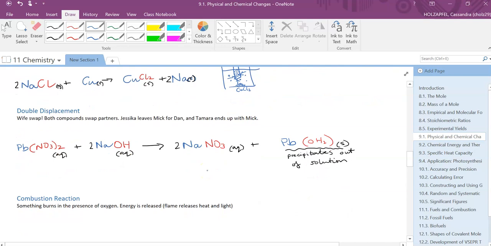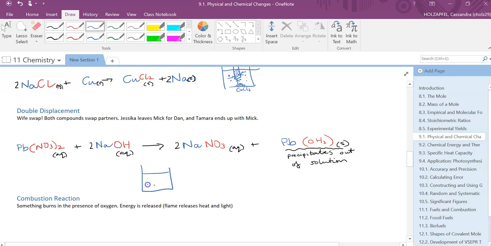All right, double displacement reaction is pretty similar to the single displacement, except we've swapped both partners. So originally it was Jessica and Mick, and then who was the other one? Tammy and Dan. But effectively all they've done is swap partners. So now Jessica gets with Dan and then Tammy gets with Mick. So that would be a double displacement where both partners swap. And again, this might happen because, for example, lead nitrate is something that is soluble according to our solubility rules. Sodium hydroxide is something that's soluble according to our solubility rules.